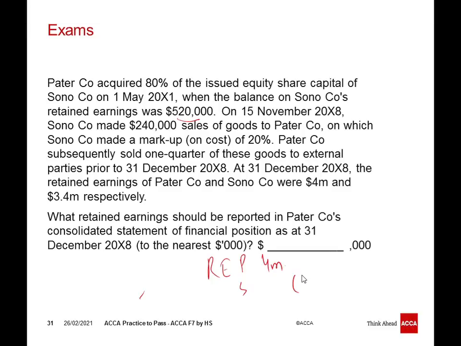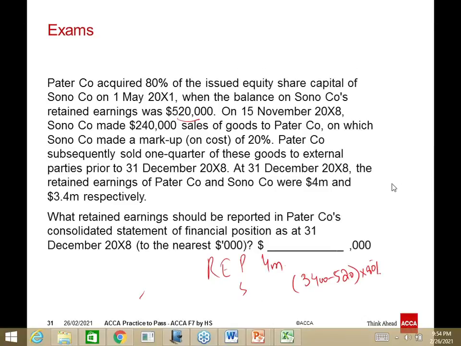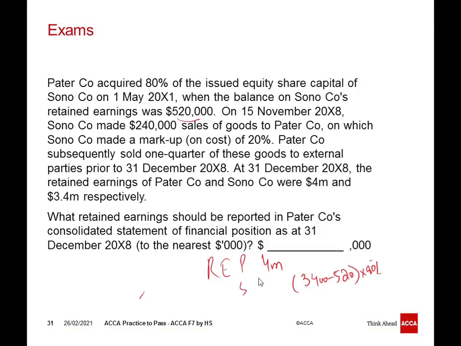No, it's not a loss. It's 3,400. Okay, 3,400 minus 520 into 80%. Can you please calculate the answer? 6280. Okay. You need to report the amount in thousands. So this figure should be 4,000.